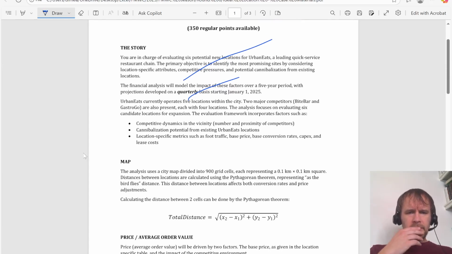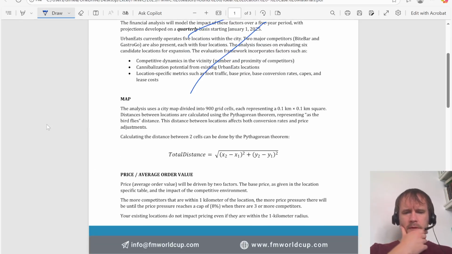Currently operates in 5 locations. 2 major competitors are also present, each with 4 locations. Now let's focus on evaluating a 6th location. Competitive dynamics. Cannibalization, sure. Location-specific metrics, foot traffic based rate, yep, okay. Analysis uses a city map divided into 900 grid cells, each representing that distance between locations are Pythagorean. Distance between locations affects both conversion rates and price adjustments.